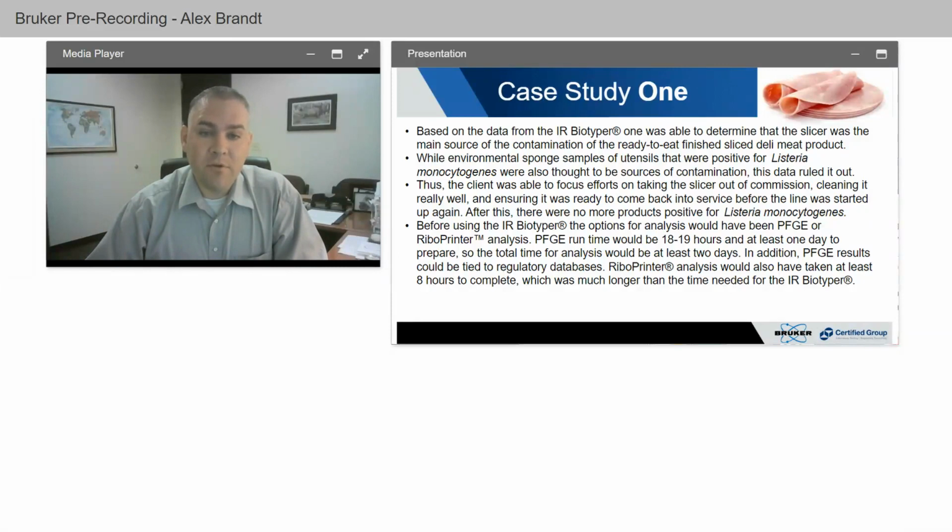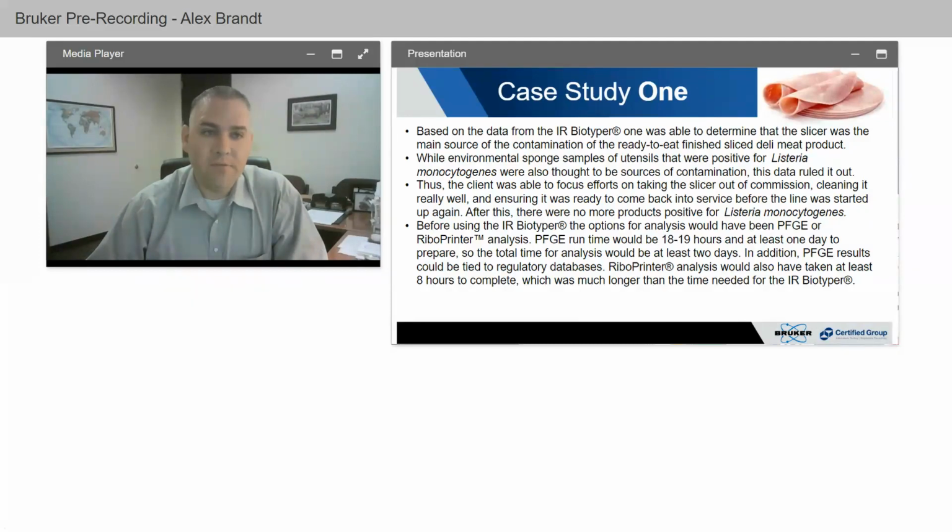Before using the IR Biotyper, the options for analysis would have been PFGE or Riboprinter analysis. The PFGE runtime would have been 18 to 19 hours and at least 1 day to prepare. So the total analysis time would have been at least 2 days. In addition, those PFGE results could have been tied to regulatory databases. Riboprinter analysis would have taken at least another 8 hours to complete and was much longer than the time needed for the IR Biotyper. As we mentioned, this production line was down, so they needed to have results very quickly.